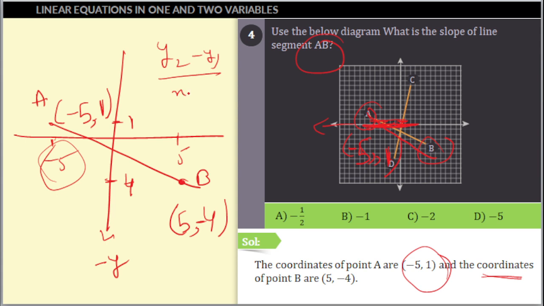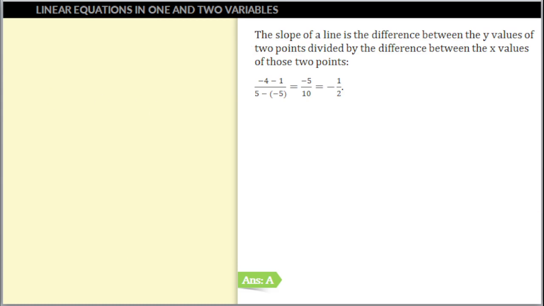Since now I know the coordinates of these 2 points, using the formula y2 minus y1 divided by x2 minus x1, I can calculate the m, that is the slope. So in this case, y2 was minus 4 and y1 was 1, and x2 is 5 and x1 is minus 5. Using this formula, I got my slope as minus 1 by 2.